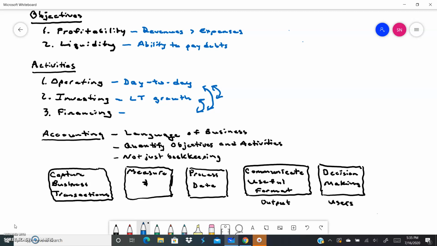Also, the business has a number of different activities, 3 specific activities: operating activities, which are day-to-day activities; investing activities, which are longer term, having to do with growing the business beyond its existing scope; and number 3 is financing activities, which basically address how the capital is going to be raised to provide for both the operating and investing activities. So again, all these 3, as I was mentioning earlier, are interrelated.